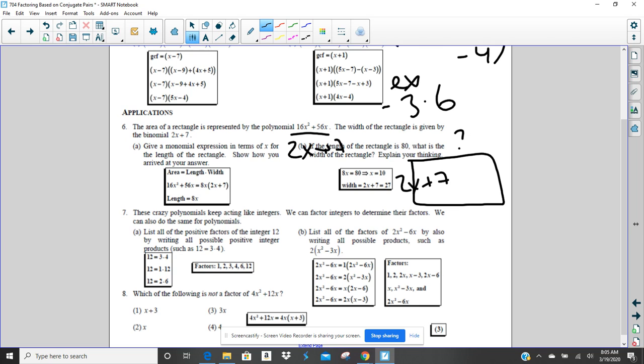Well, 2x goes into 16x squared. I'll write it down here. 8x times. And how many times does 7 go into it? And that's it, we're done. The 7 also goes into it 8x times. So that's how you would do a question like 6.